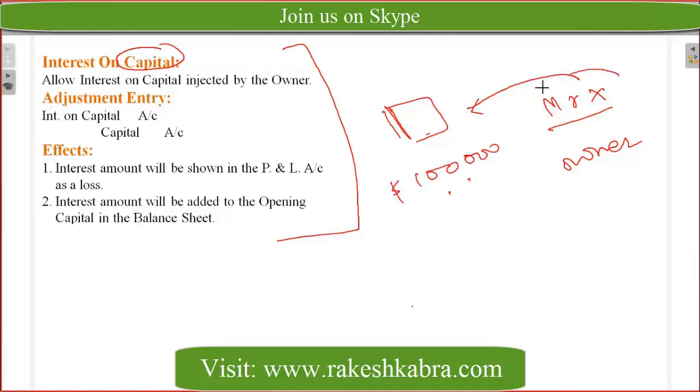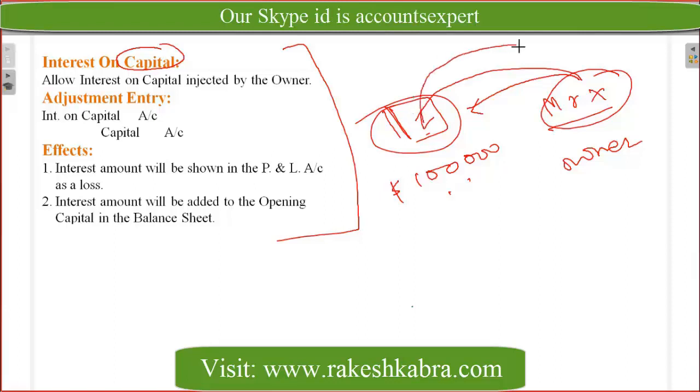So who is the owner? Mr. X, and this is the business. He gave $1 lakh to the business. Now what will the business do? The business will give interest to Mr. X. Getting my point? And that is called interest on capital, isn't it?